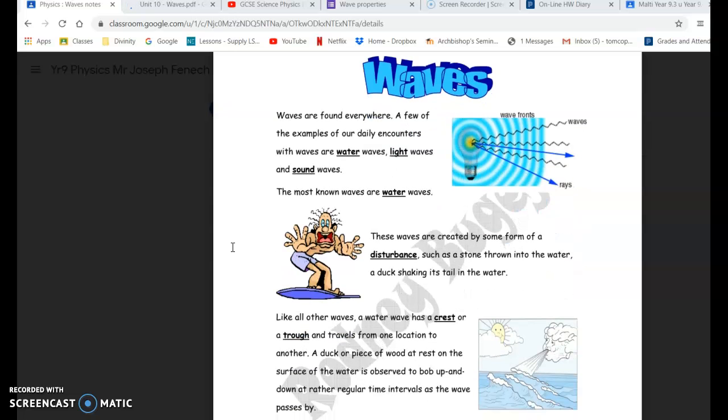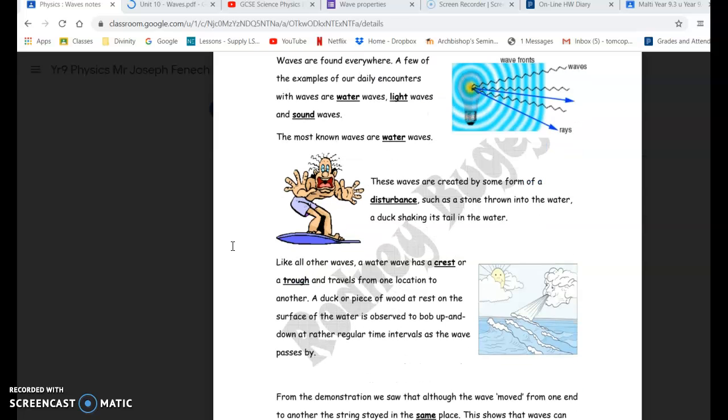So, let's start. Waves can be found everywhere. Examples of waves are water waves, which you've seen at the beach when the waves come in, light waves, and sound waves. The most known waves are water waves, which are the ones you see at the beach, for example. Now, waves are created by some form of a disturbance, such as a stone thrown into the water or a duck shaking its tail into the water. So that creates a small wave.